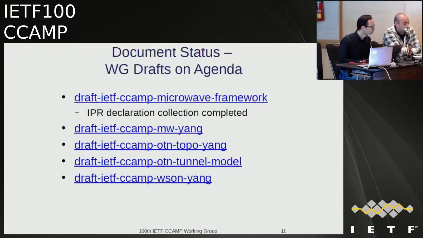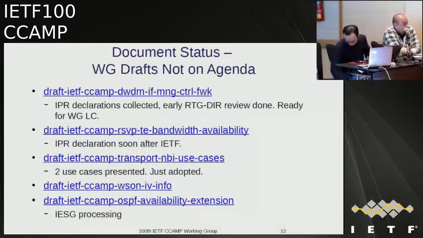Next, please. So we have five drafts on the agenda. The first one is the microwave framework. This is one of the two documents that will be last called immediately after the end of the meeting. And we will have all the YANG models for WSON, microwave, and OTN presented today. Then we have the framework for WDM interface management and control, which is the second draft that will be last called after the meeting.